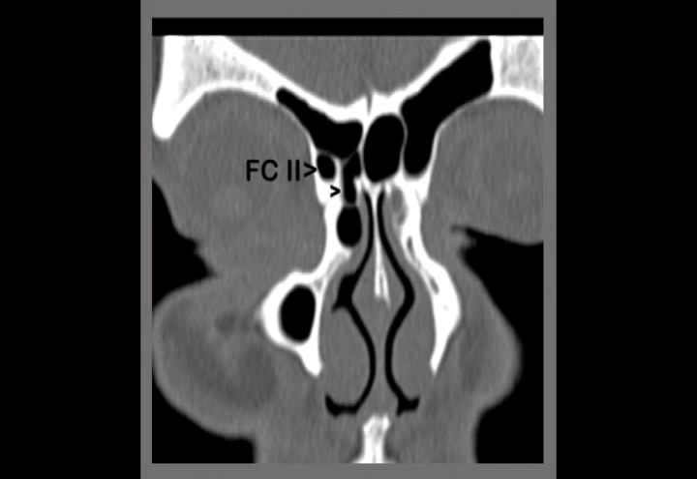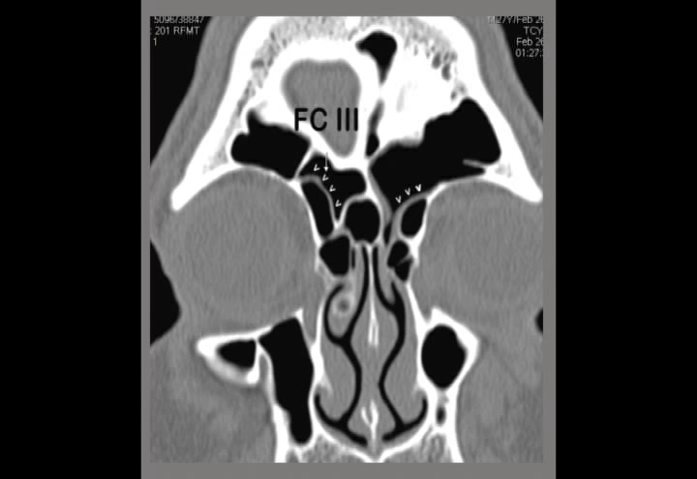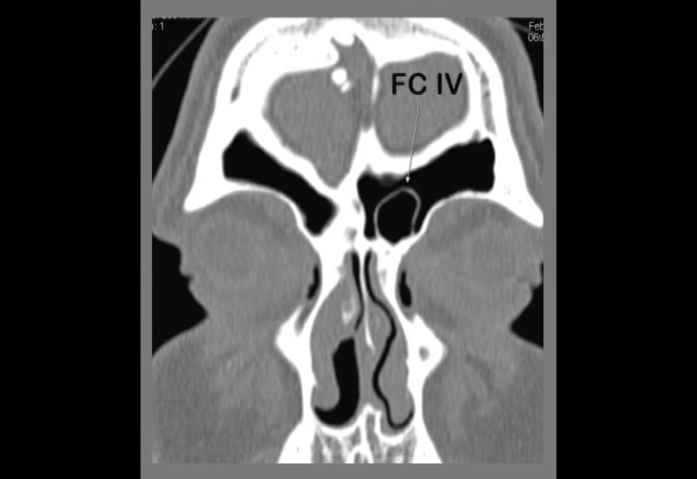So this is a classical type 1 cell. In this cell, you can see there are two cells in the right side above the agger nasi, classifying it into the type 2 cell. Here you can see a classical example on both sides of type 3 cells. So you can see a type 3 cell and also type 1 cell on the left side, and here you can see very clearly a type 4 cell, which is an isolated cell in the frontal sinus.